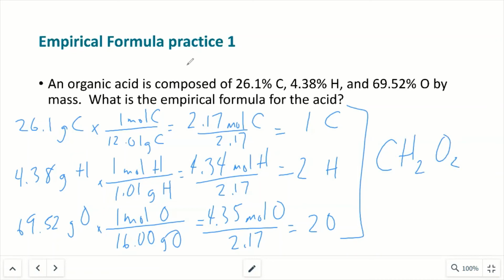This happens to be the empirical and molecular formula for formic acid, which is the simplest of the organic acids. Not that you need to know that, it's just common trivia that you can impress everybody with. All right, any questions with this example?